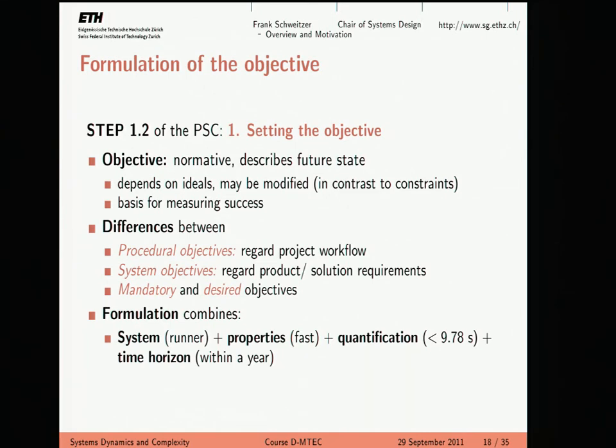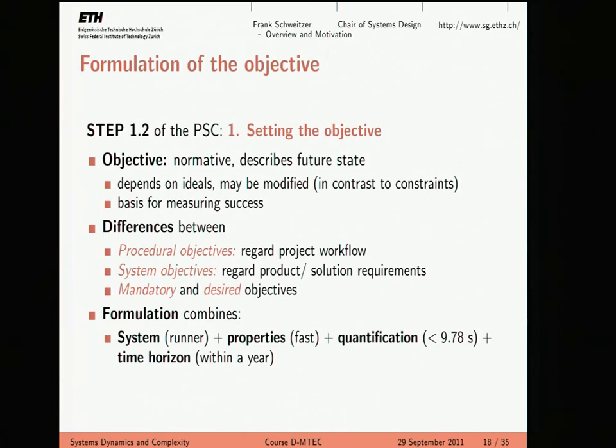Again, you can think about many different examples of what an objective could be. These three classes of objectives are more or less the more common. So procedural objectives, which regard the process workflow. So how do we want to implement our process? Let's say a production line, manufacturing line. There are also objectives regarding the end product of your system, something that you produce, so how this thing should look. And again, there are mandatory objectives that you need to do, and nice to have or desired objectives.